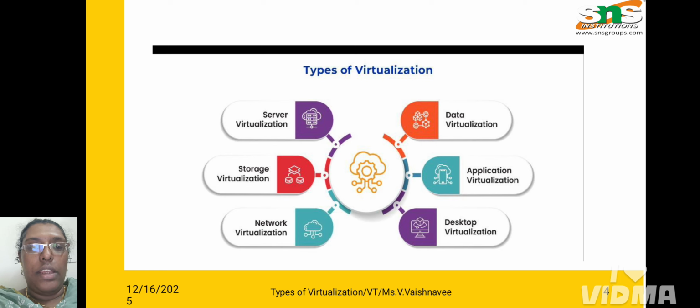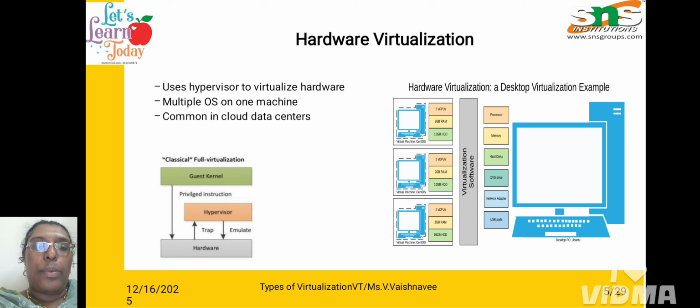Based on what is being virtualized, virtualization is classified into different types. So, hardware virtualization. Hardware virtualization is a technique where the physical hardware itself is virtualized. In this approach, a special software called a hypervisor is installed. This hypervisor directly interacts with the hardware. Multiple virtual machines are created. Each virtual machine runs its own operating system. Each guest OS believes it has its own CPU, memory, disk, and network, even though these resources are shared.